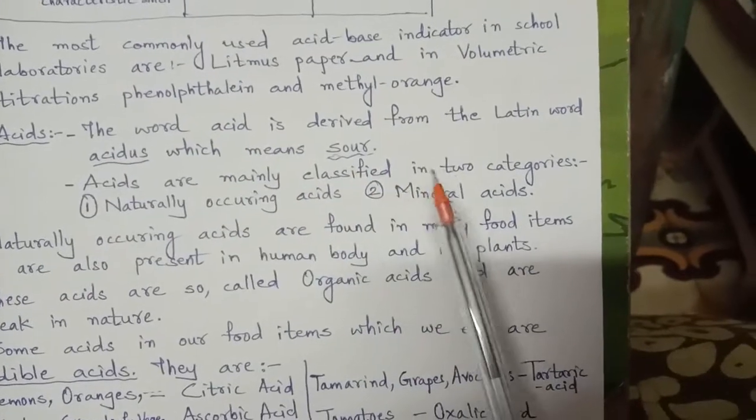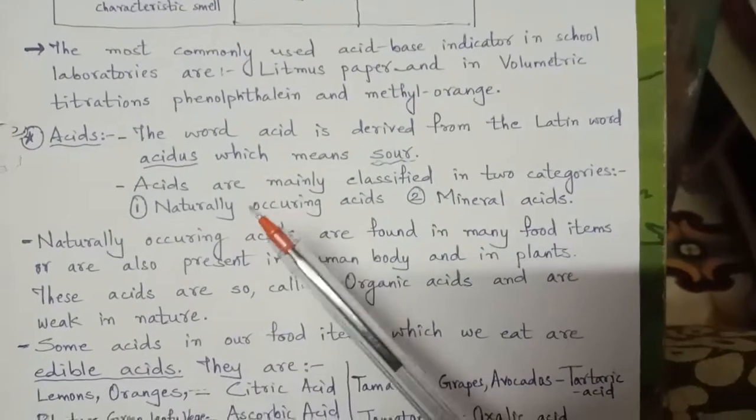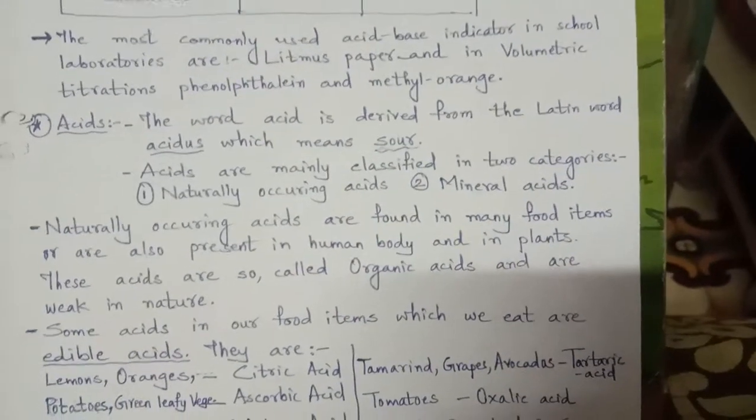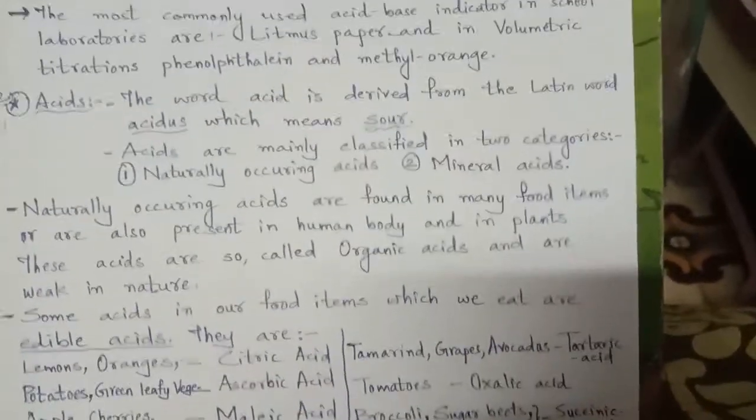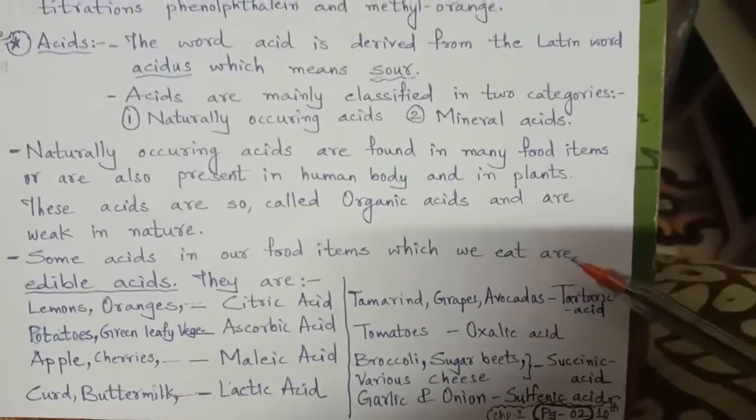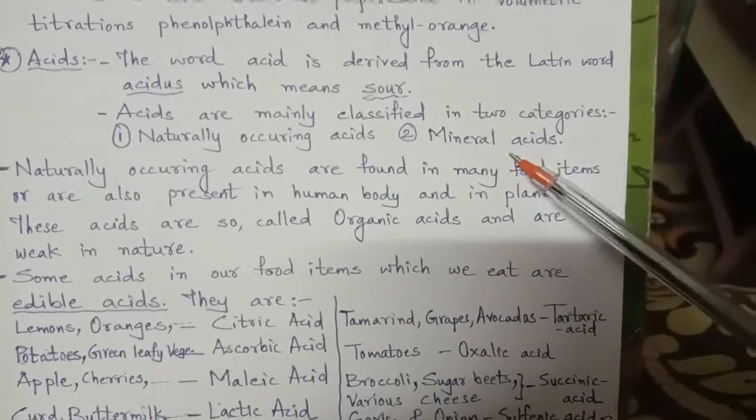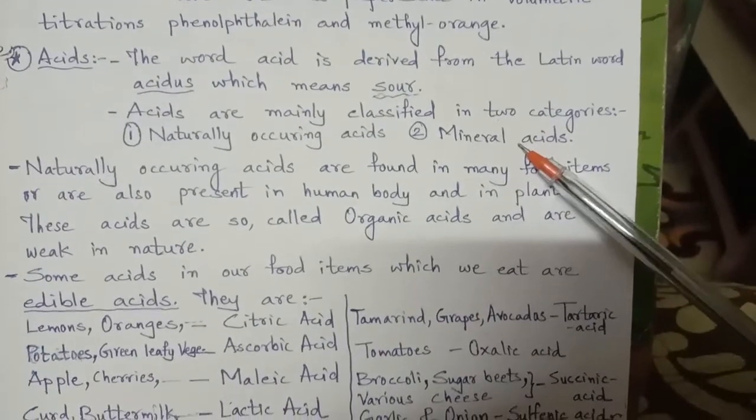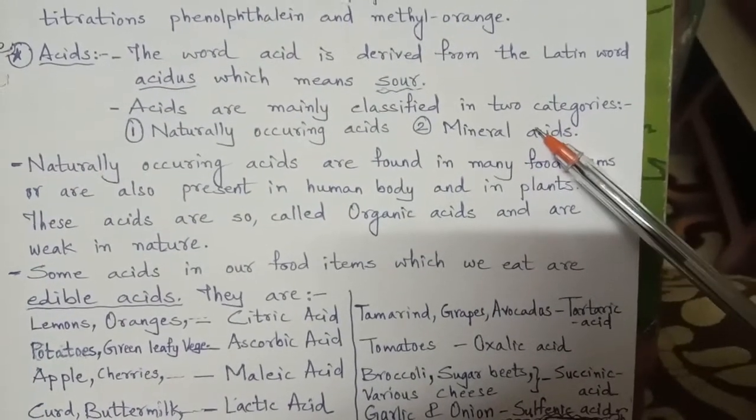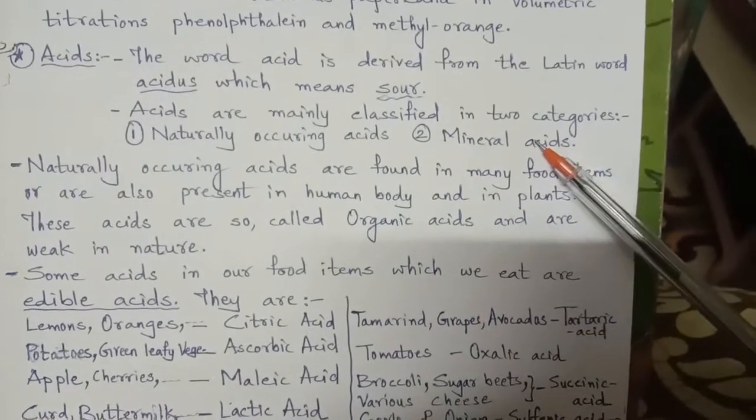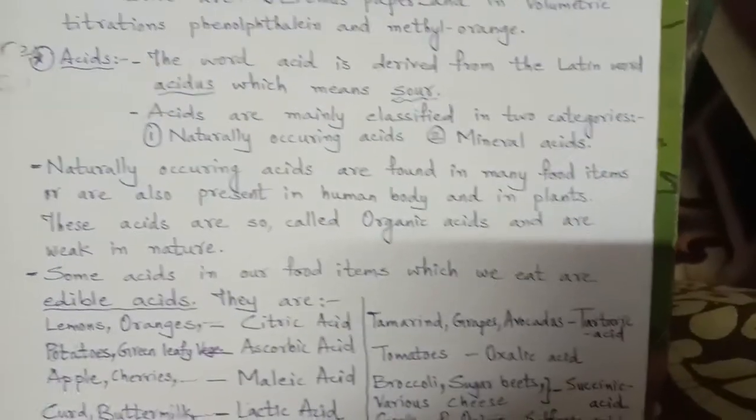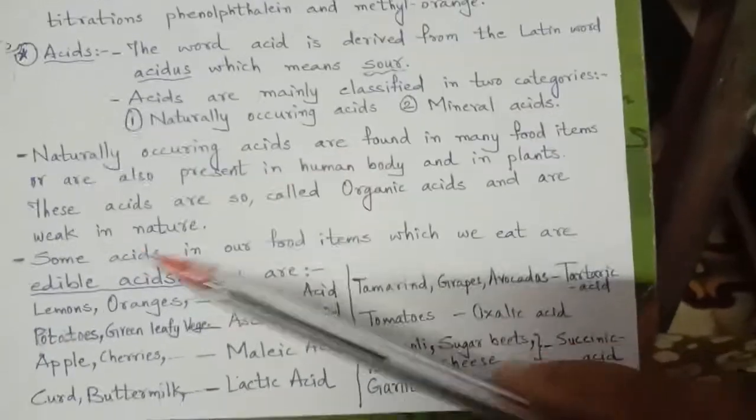Acids are mainly classified into two categories. One is naturally occurring and another is mineral acids. Naturally occurring acids are present in nature, or nature has given us. Mineral acids means minerals are available from the earth crust, but those minerals are then synthesized in the laboratory and acids are prepared. So the next category is mineral acids.